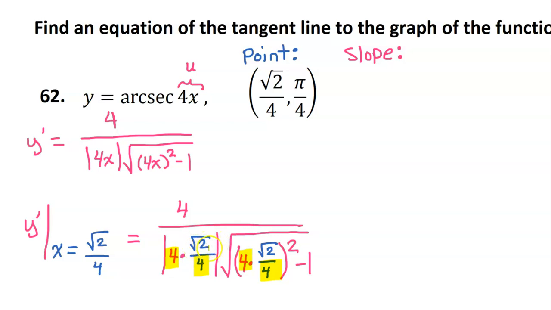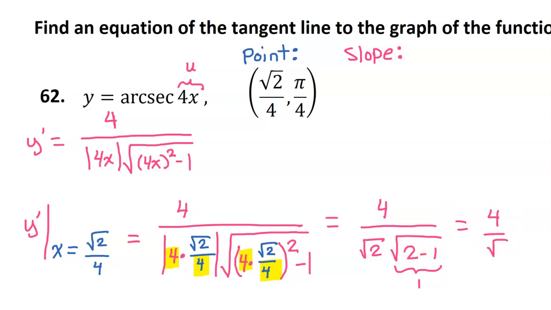but radical 2 is already positive, so we will no longer need the absolute value symbols. Then we will have the square root of 2 squared. The square root and the 2 will cancel each other out, so that's just going to leave a 2. Don't forget about the minus 1, so we end up with 2 minus 1, which is 1. So the square root of 1 is 1. So this part of the expression will disappear. So we are left with 4 over radical 2. That's the slope.